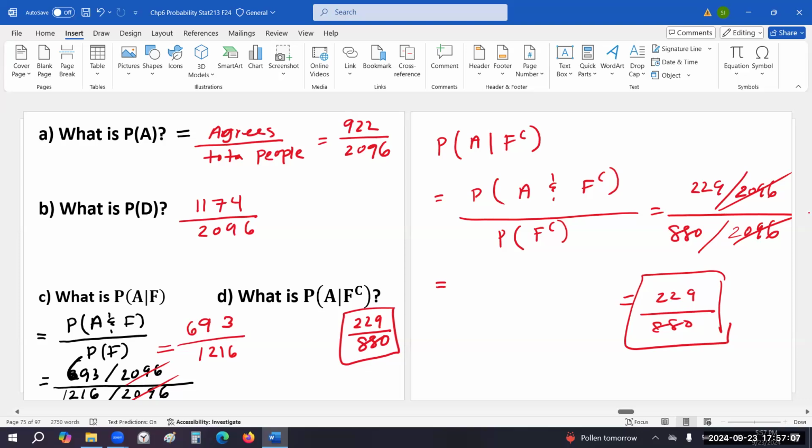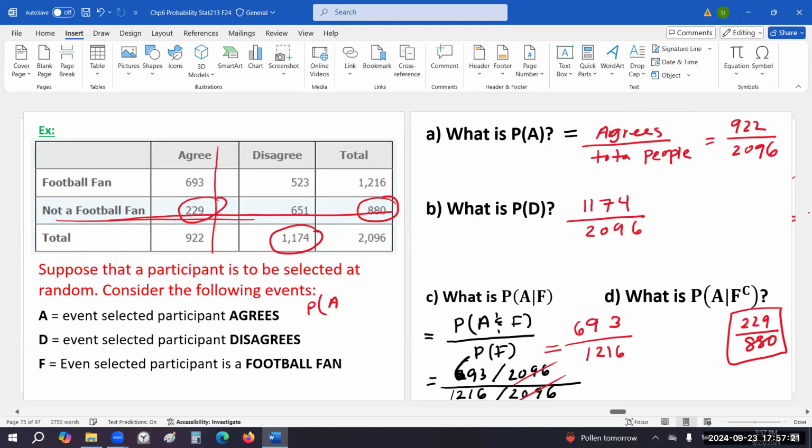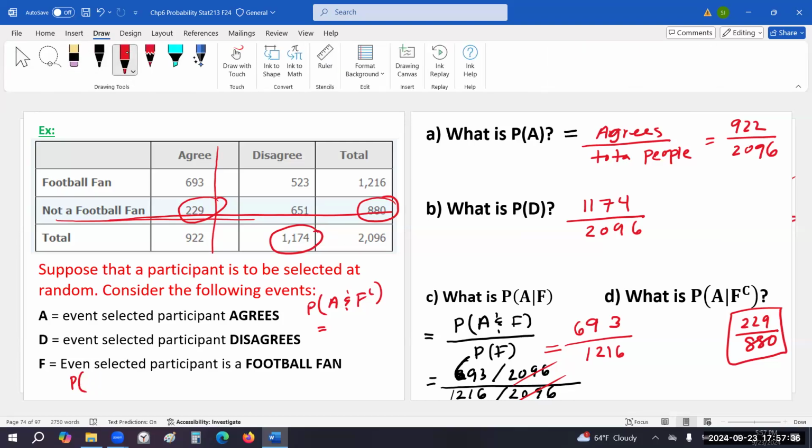There's, on this equation, you have A, not little than on the top. Then where is it, 2026? Just observe this one. What is the probability of A and not football fan? So first, let's talk about the probability of not football fan. How do you find it? 880 over this one, right? Only not football fan, nothing else.